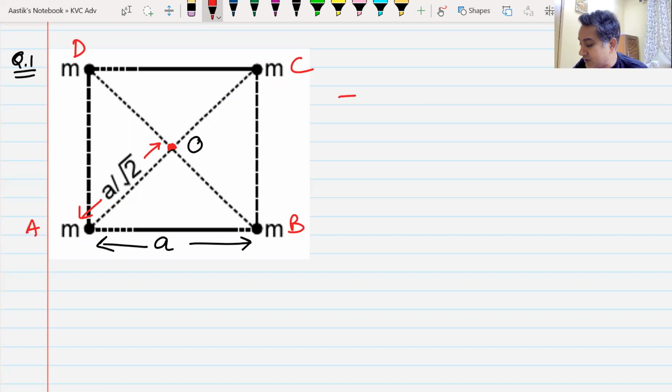So what is the moment of inertia of all the four particles? It will be 4 times m into (a by root 2) square, and your answer will become 2ma square. Everyone got this? Yes or no?